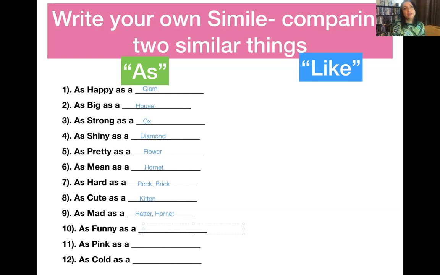As funny as... What's something that's pink? There's flowers. Oh, this is a flower we have. It's called peony. It's a little pink flower. I guess you could say a rose. It's pink as a rose. As cold as ice. She's as cold as ice. Willing to sacrifice. Okay, let's see what else we've got.